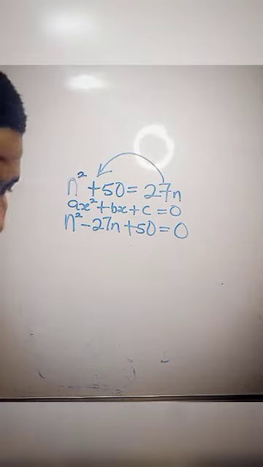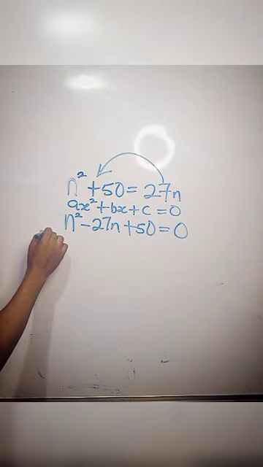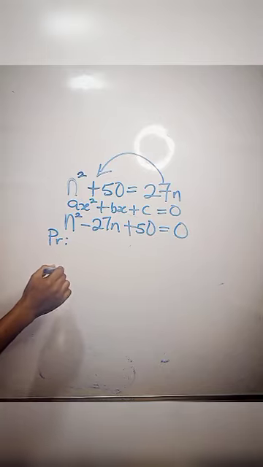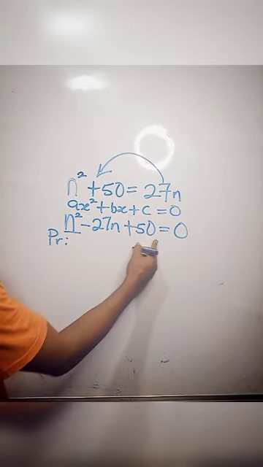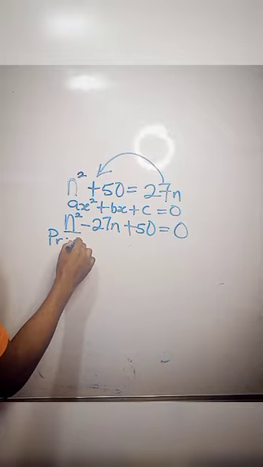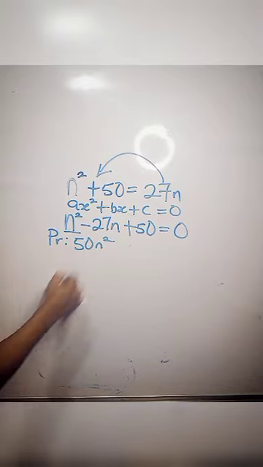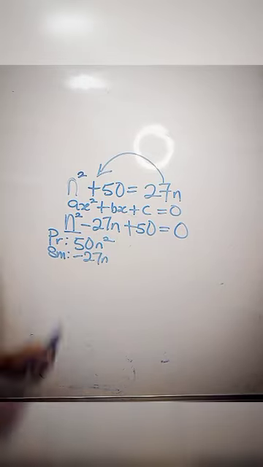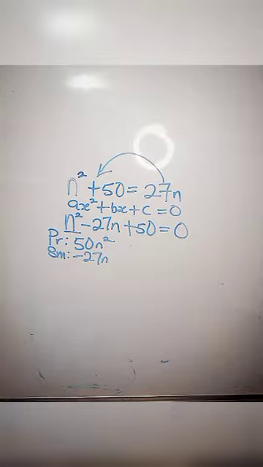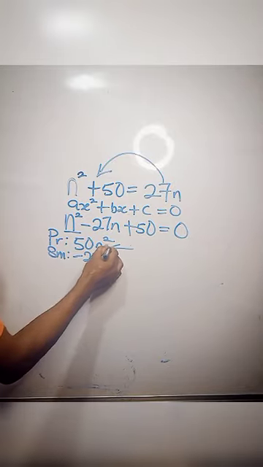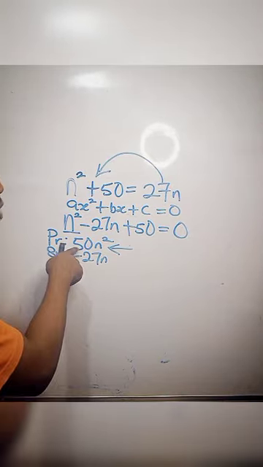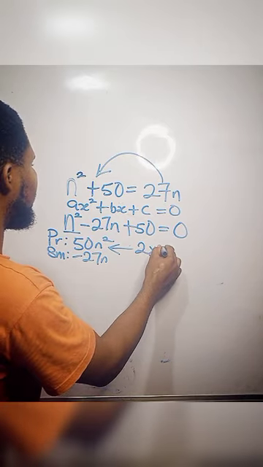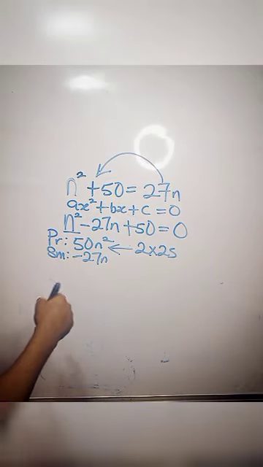Like we know, we need our product and our sum. Our product is the first term times the last term, so n squared times 50. That is 50n squared. Then our sum is the middle one, which is minus 27n. Alright, so we're going to use trial and error. We'll try different numbers and see which of them will give us our product and our sum. We are looking for numbers that when we multiply, we get this product. So what are the numbers that when we multiply, we get 50? We have 2 times 25, which will give us 50.